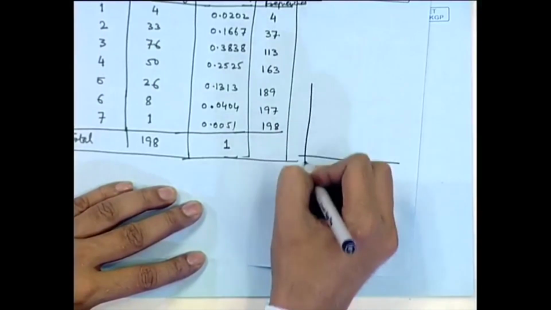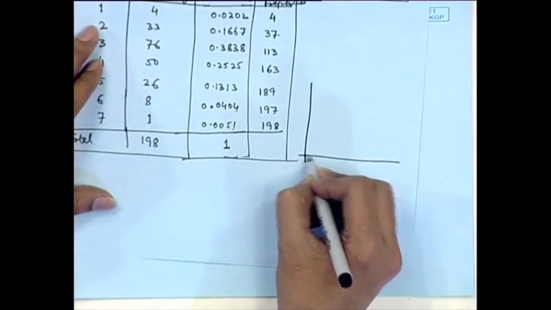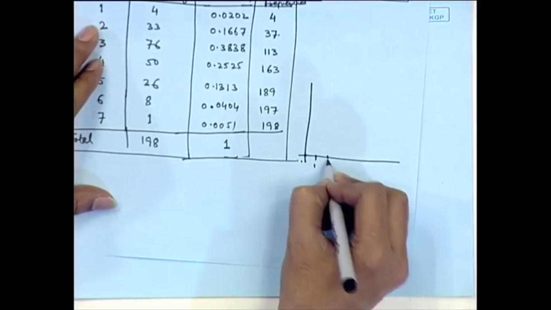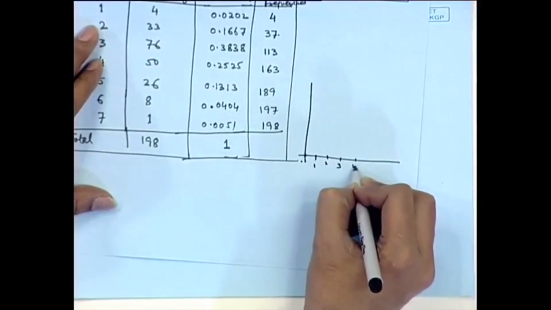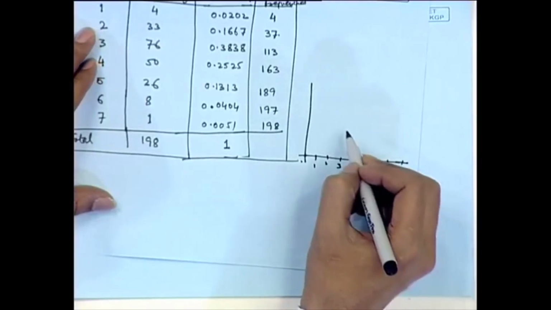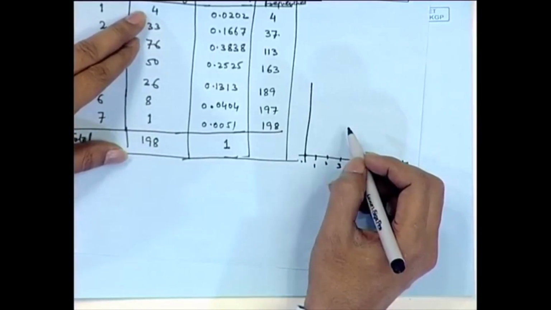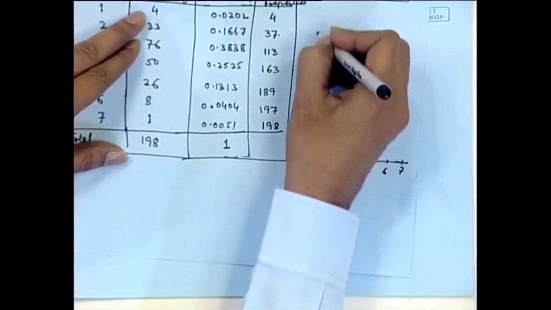So, on the x axis I plot this number, say 1, 2, 3, 4, 5, 6 and 7, and we make a bar of the height which is equivalent to the frequency given here.